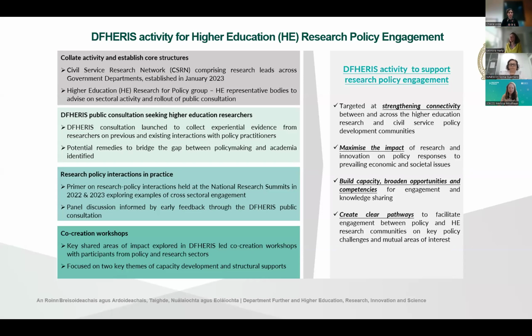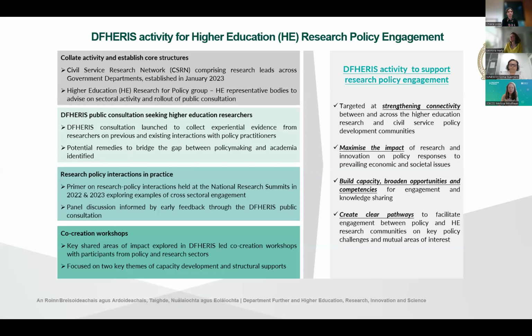A key structure for us, and this is a permanent structure, is a civil service research network, which brings together research leads from across all government departments. We also have our National Statistics Agency in there, and our National Economic Evaluation Service as well. The idea behind the Civil Service Research Network is that it'll give departments a forum to share good practice in embedding research and policy, and also to bring together our research priorities and areas of commonality, so that when we go out to researchers, we're clear and coherent about the key areas for research needs and research engagement.